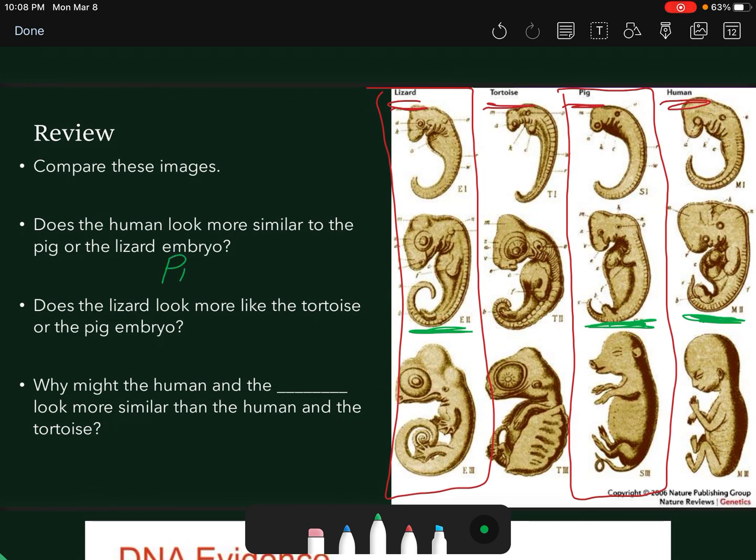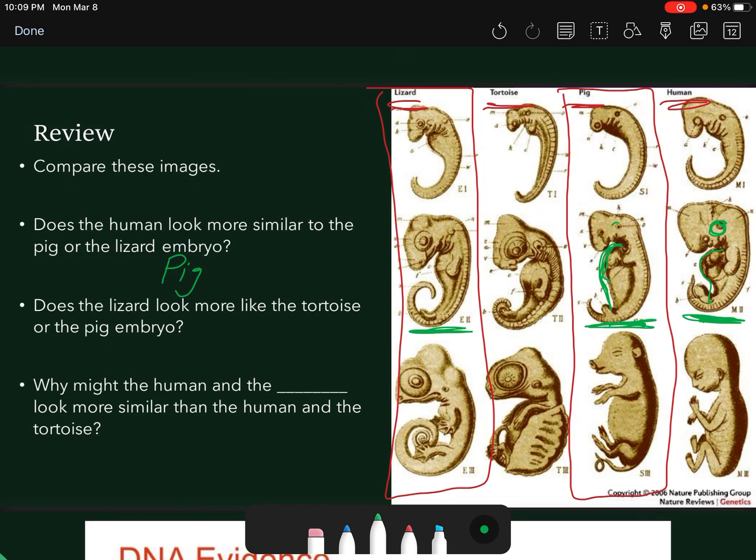Alright, so hopefully you guys were able to come up with the pig. That would be the correct response, and we can see that. We both have this big lump on our stomachs. In humans, it is much more of a bump. In the pig, it is more of a gradual hill.